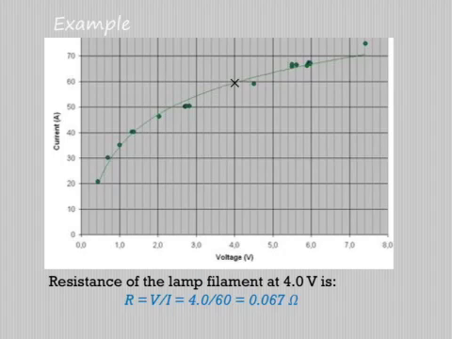Take the example of this graph here, which is a curve, not a straight line. To find the resistance at a particular point, say this point here, you simply divide the voltage at that point by the current at that point, not the gradient.